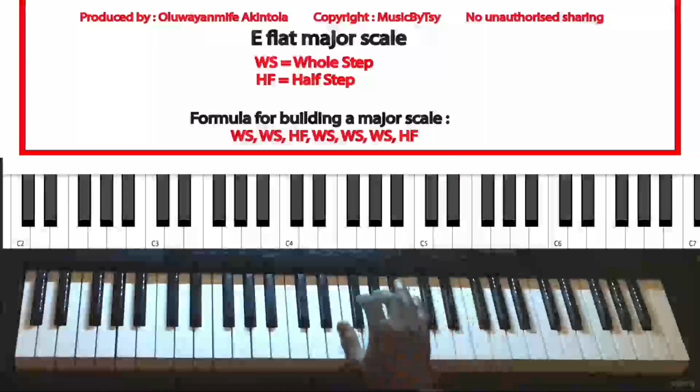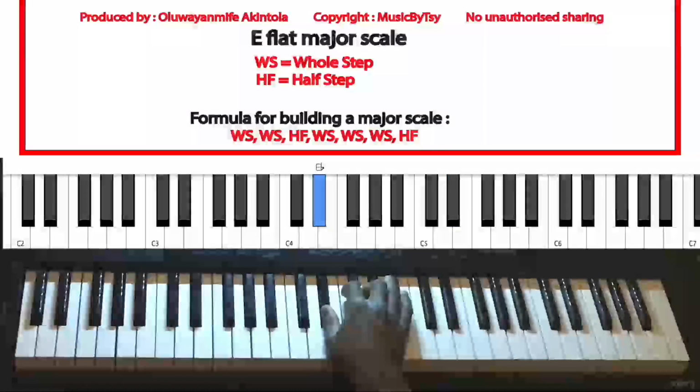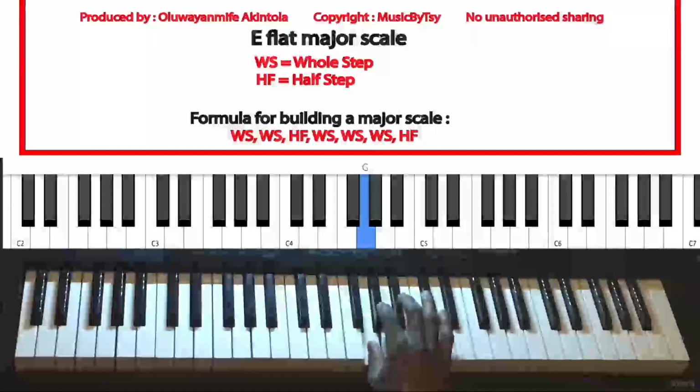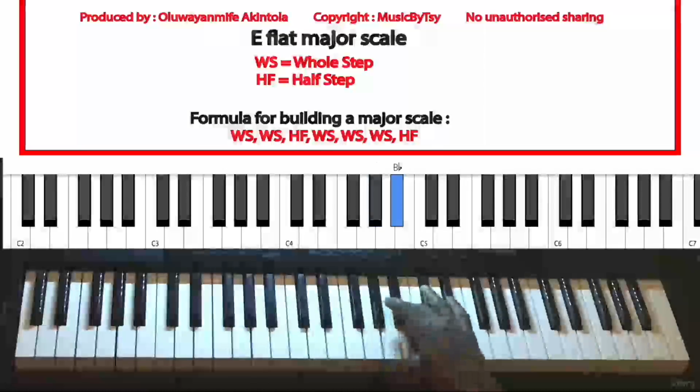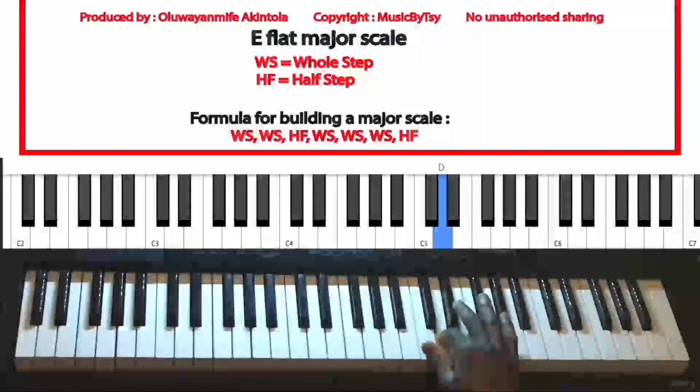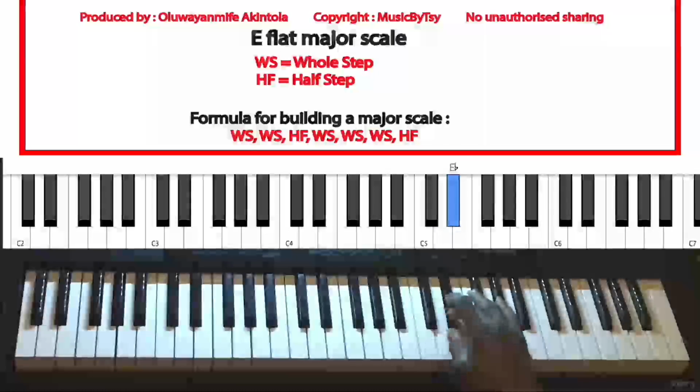Now let's do that again for the last time. From the key of E flat, let's take a whole step, and then another whole step, and then a half step, and then a whole step, and then a whole step, and then a whole step, and then a half step.